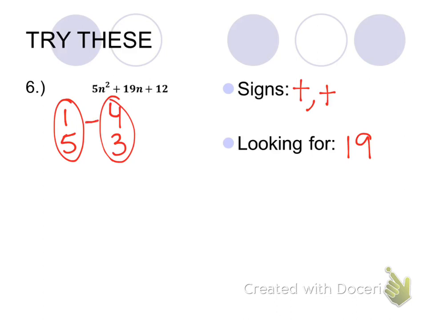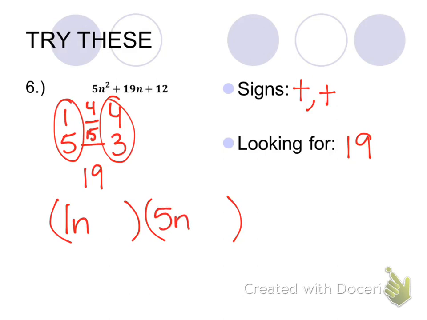What's 1 times 4? 4. 5 times 3. 15. If we add them up, 19. Is that what we want? Yes. So we go to fill in our parentheses for our answer. What's going to go in the front? 1n, and the other front? 5n.